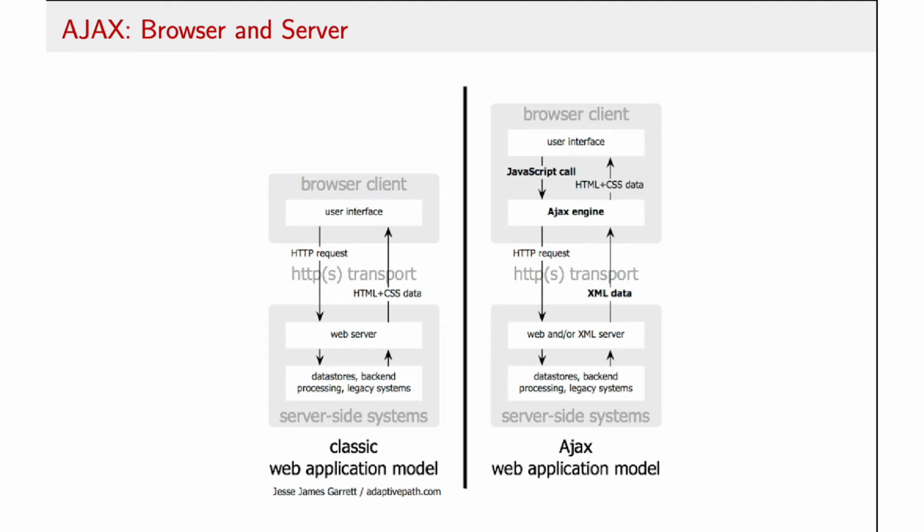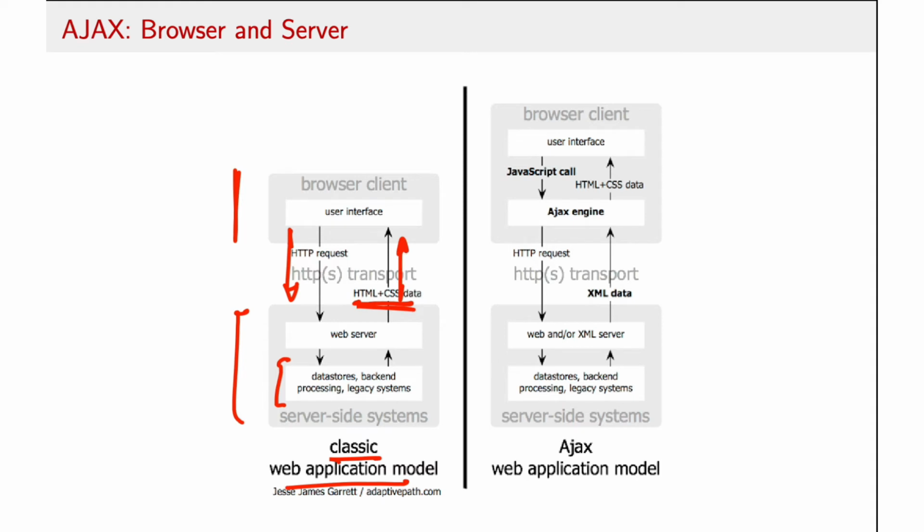So here's an illustration from that article by Jesse James Garrett. Over here on the left-hand side, what he calls the classic web application model, we've got the browser up at the top here, and it's sending an HTTP request to the server, and the web server is going to receive that request, do all of the back-end stuff that it needs to do, like talk to databases, process that page, interact with other systems, formulate a response, which is going to take the form, usually, of HTML and CSS, also maybe images and some JavaScript as well, and that's what's going to get transmitted back to the browser.